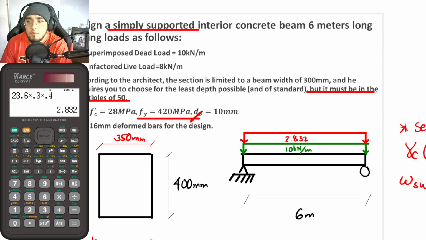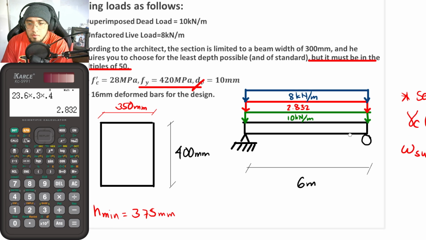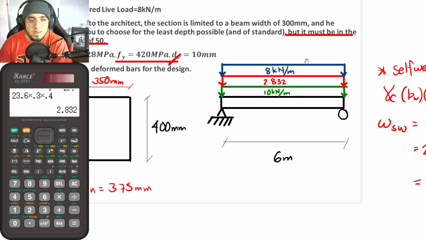So we also have, of course, our live load. It is now acting here. So this is now our live load, and that is 8 kilonewtons per meter. Okay, so what is now the next step?